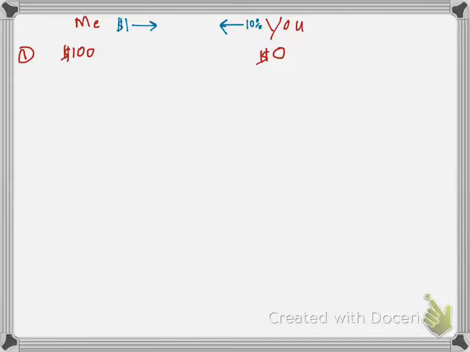And so on day one, I have $100, I'm going to give you $1. So every day I'm giving you $1. Now, every single day you give me 10%. Well, you have $0, so what is 10% of 0? It's $0. You're going to give me $0 on day one. So after the end of day one, I will have $99, and you are going to have $1.